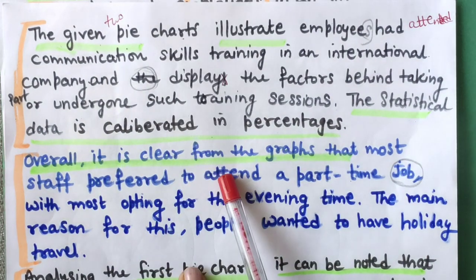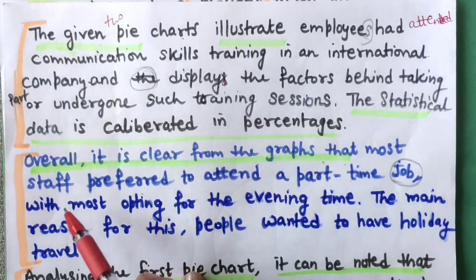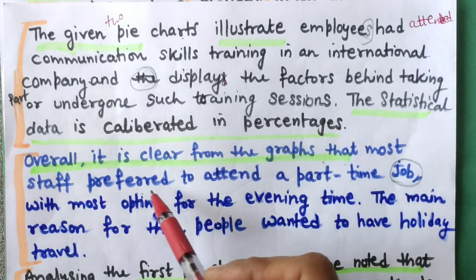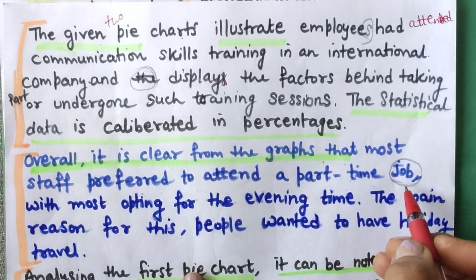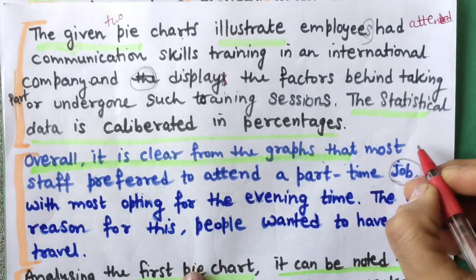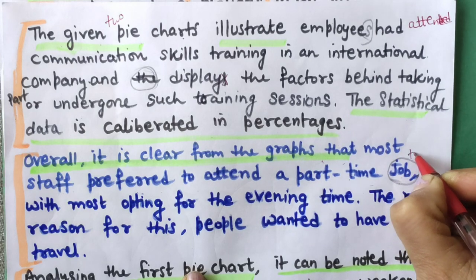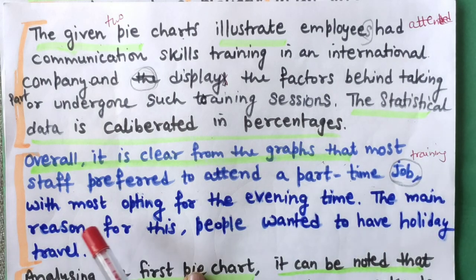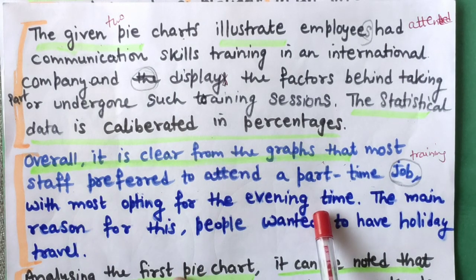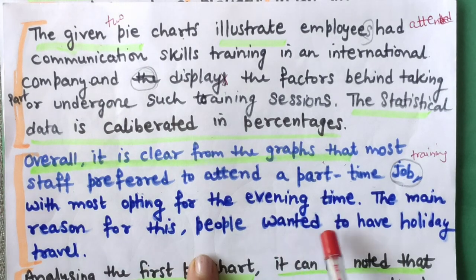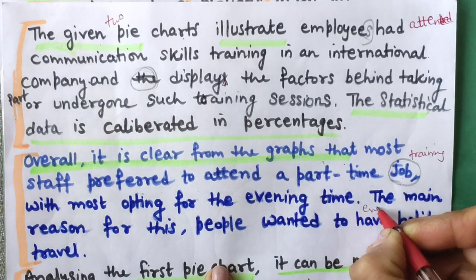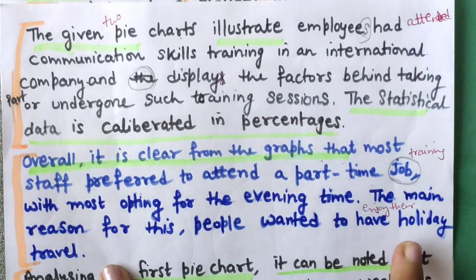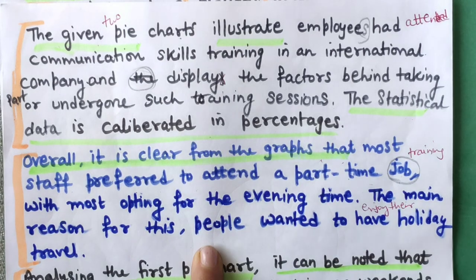Overall, it is clear from the graphs that most staff preferred to attend. Now instead of employees, I have changed the word. Most staff preferred to attend a part-time job. It is not job actually, this is my mistake. Part-time training. But again I am telling you, repetition of words is not good. Training, with most opting for the evening time. The main reason for this, people wanted to enjoy their holiday travel. So this is the overall paragraph.